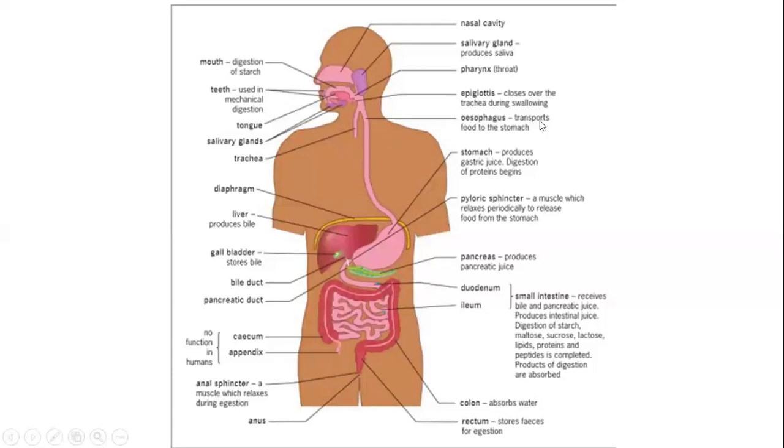Then we have the esophagus, which transports food to the stomach. The stomach produces gastric juice, like the hydrochloric acid and the pepsin, right? Digestion of protein begins, and we know that pepsin is what digests protein. Then we have the pyloric sphincter muscle, which relaxes periodically to release the food from the stomach.